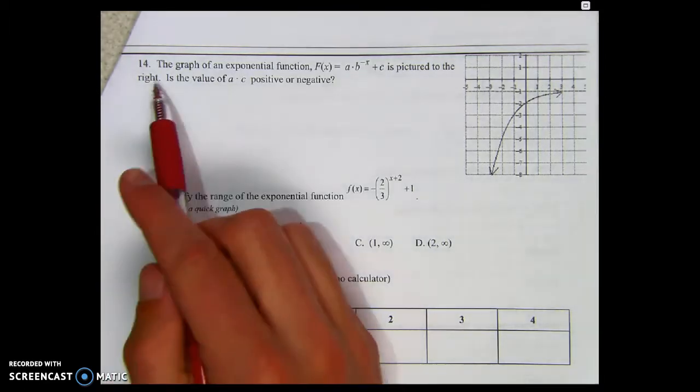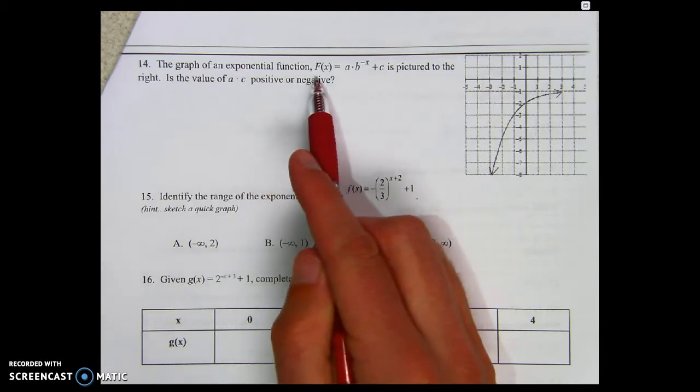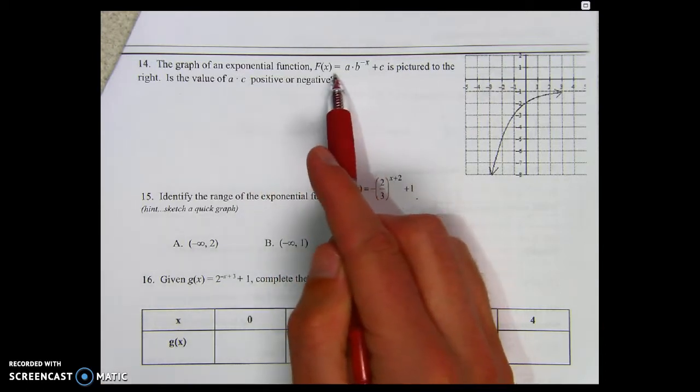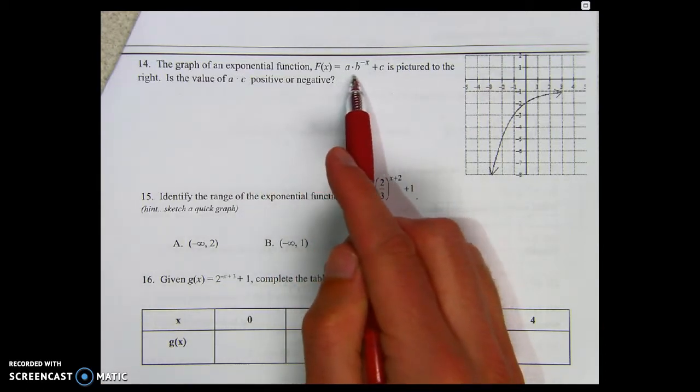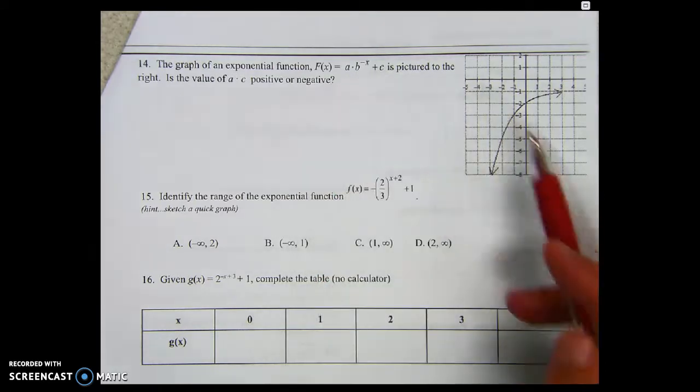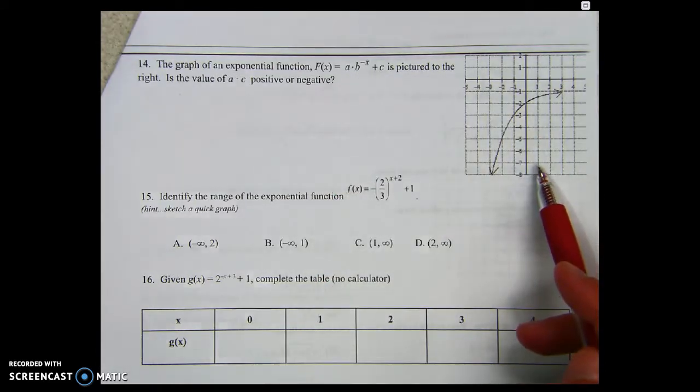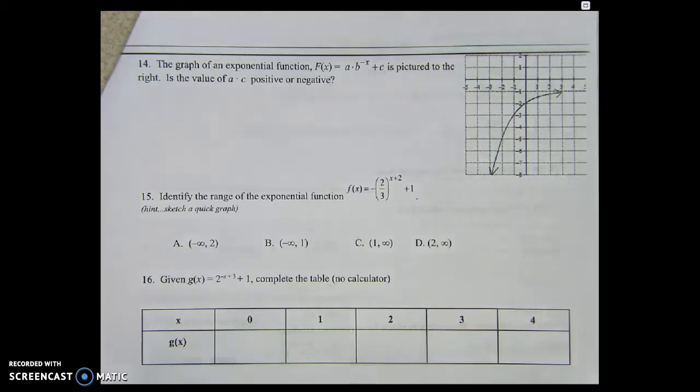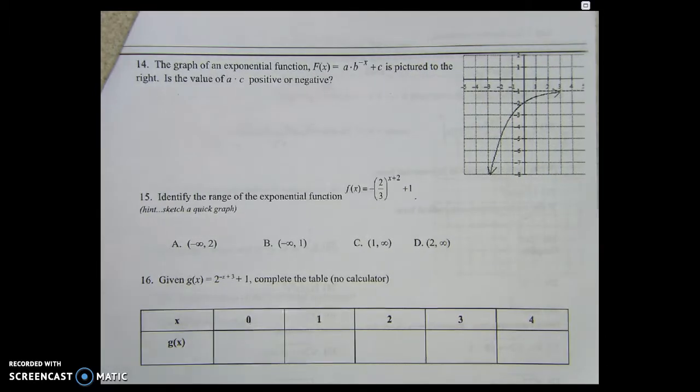Here they're giving us the graph of an exponential function, f of x. Here's the equation: f of x is equal to a times b to the negative x plus c. And here's the graph, pictured over here to the right. It says, is the value of a times c positive or negative? Okay, we haven't really seen a question like this quite yet.